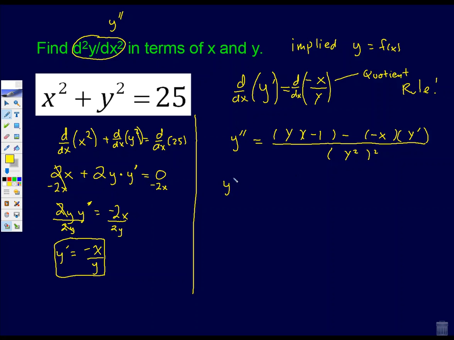Okay, let me take a minute and rewrite that again, but without as many parentheses. So negative 1y, which is negative y. I've got minus minus here, so that's going to be plus x times y prime. And then I've got y squared. Actually, I don't have too many squares there, do I? So it'll just be y squared.